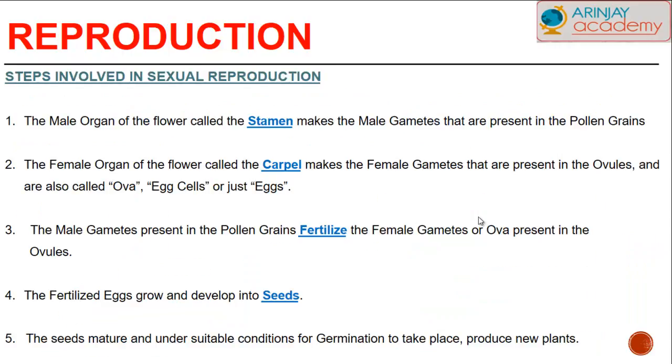What are the steps involved in sexual reproduction? The male organ of the flower, called the stamen, produces the male gametes that are present in the pollen grains. The female organ, called the carpel, makes the female gametes that are present in the ovules and are also referred to as ova, egg cells, or just eggs. The male gametes present in the pollen grains fertilize the female gametes or ova present in the ovules. These fertilized eggs grow and develop into seeds. The seeds mature and, under suitable conditions for germination to take place, produce new plants.